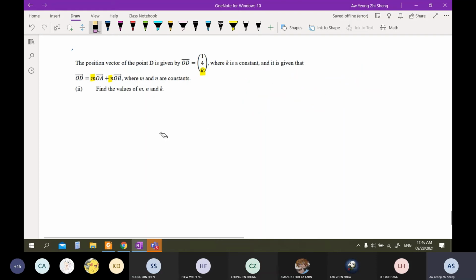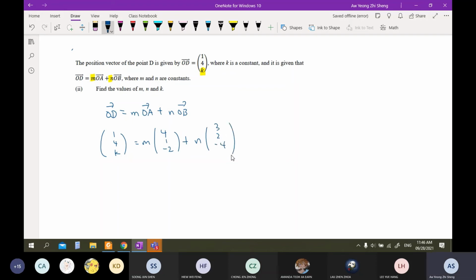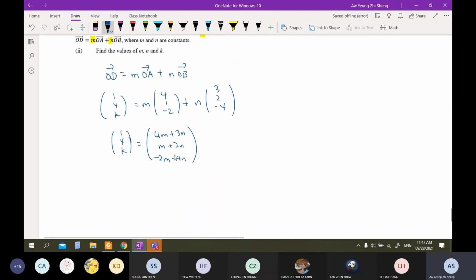So we just make use of the given equation. OD is equal to mOA plus nOB, and then just type in the values. On the right hand side, you can combine the 2 vectors. Now you have 2 equal vectors and you can safely compare component by component. So we have 4m plus 3n equals 1. Let's call this equation 1.